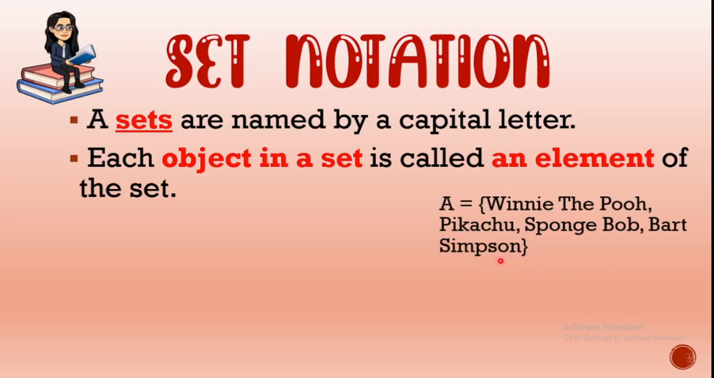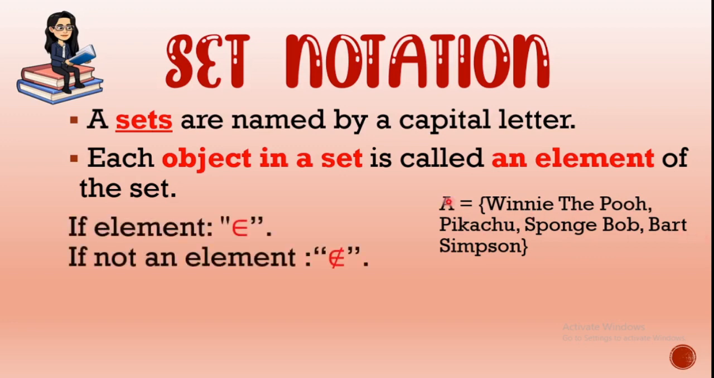So, ibig sabihin, si Winnie the Pooh ay element ng set A or ng group A. Si Pikachu ay element ng set A. Si SpongeBob ay element ng group A. Si Bart Simpson ay element ng group A. So, ito yung mga symbol na ginagamit natin pag pinag-uusapan natin ang element.